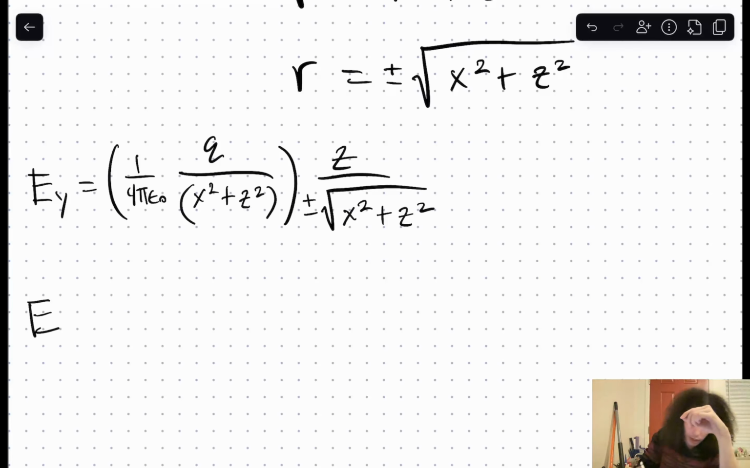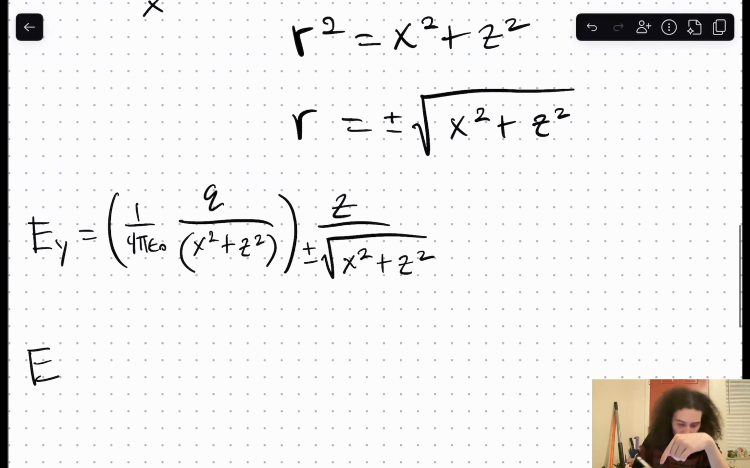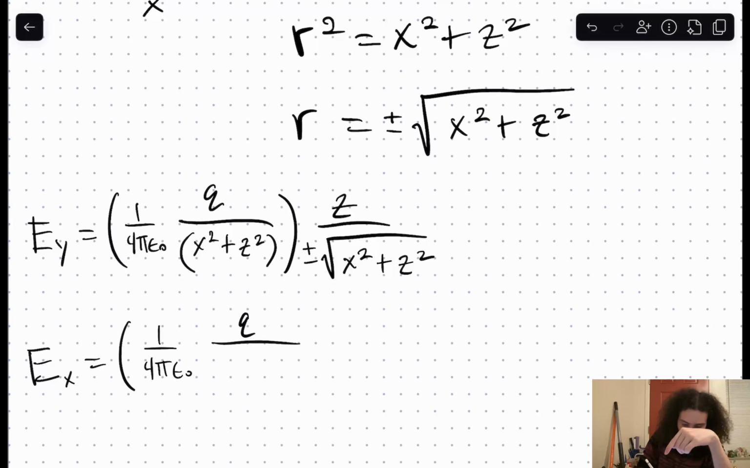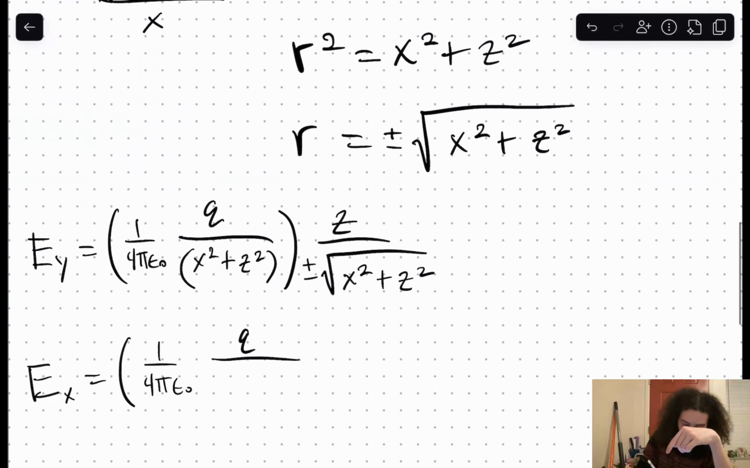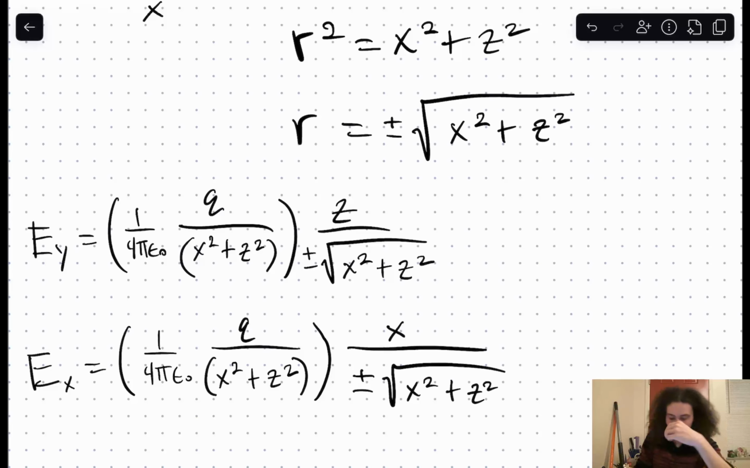And then E_x, same kind of ordeal. 1 over 4 pi epsilon naught Q, and then it's going to be x over positive or negative square root of x squared plus c squared. Okay.